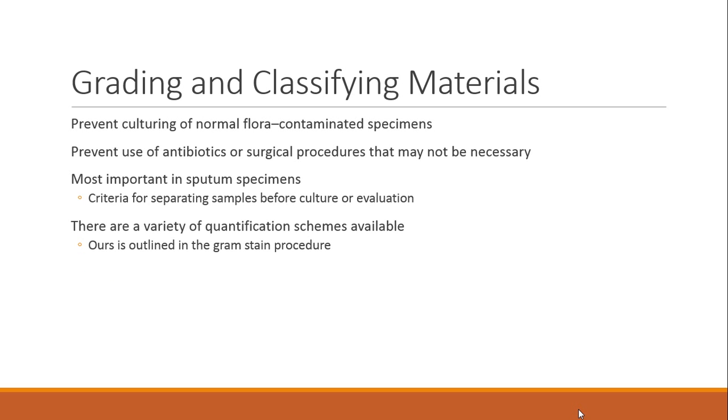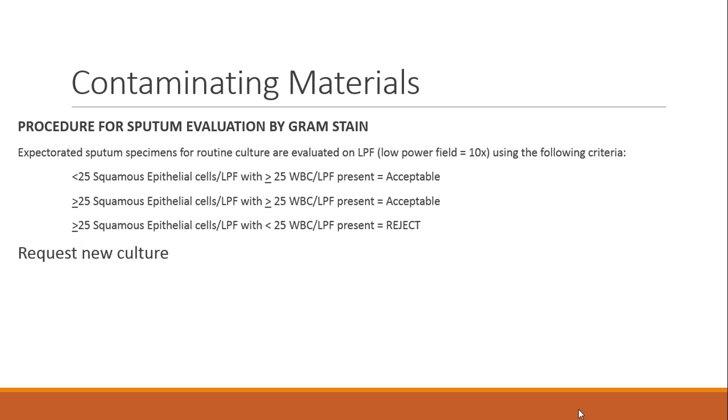So grading and classifying materials. This allows you to prevent culturing normal flora or contamination. So if you get a sputum sample, commonly you'll do a gram stain first, and depending on whether or not the sample quality looks acceptable, then you'd go ahead and set up the sputum sample. If not, then you would reject it and ask for a recollect. So it allows us to assess our sample's integrity.